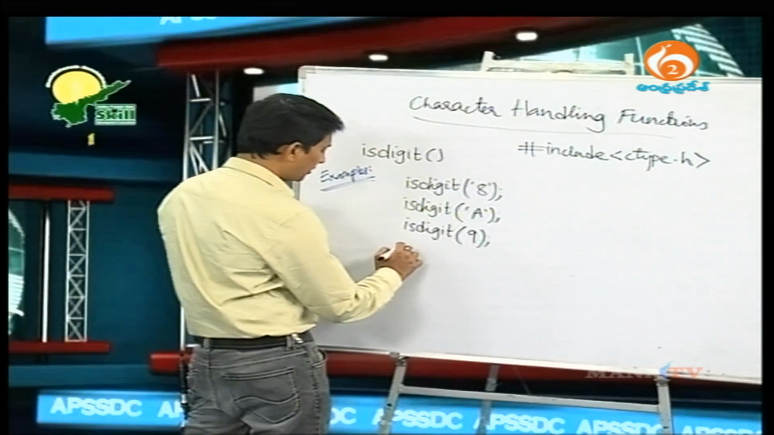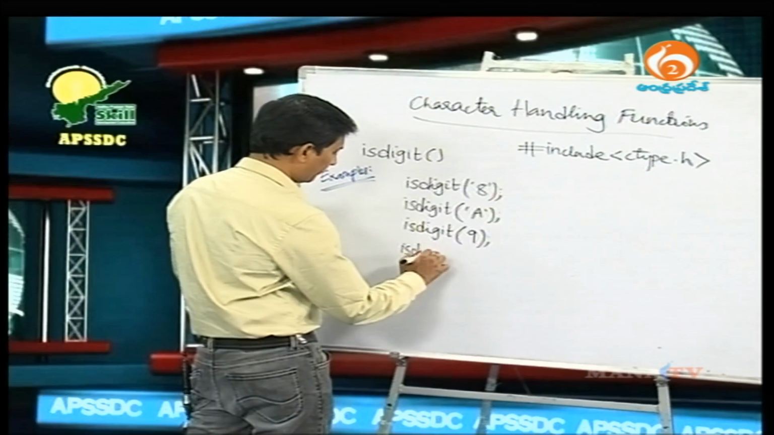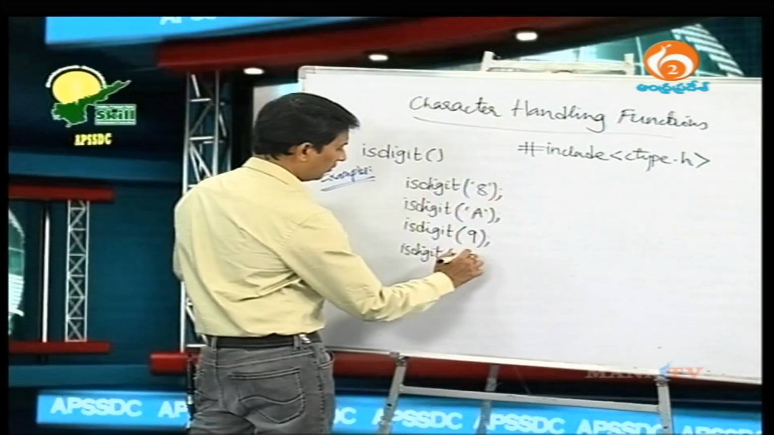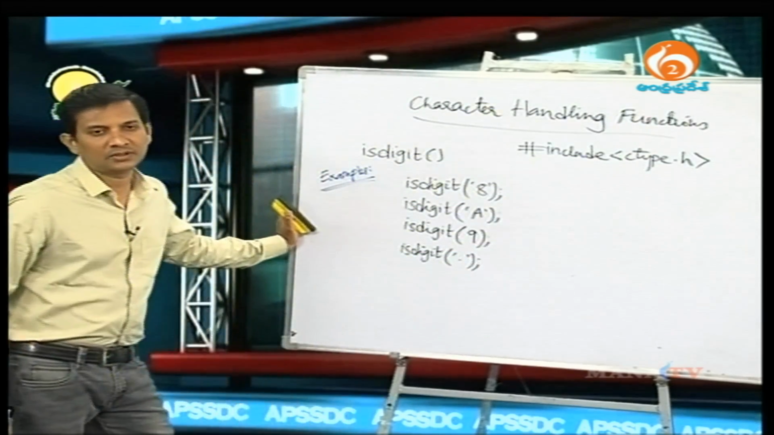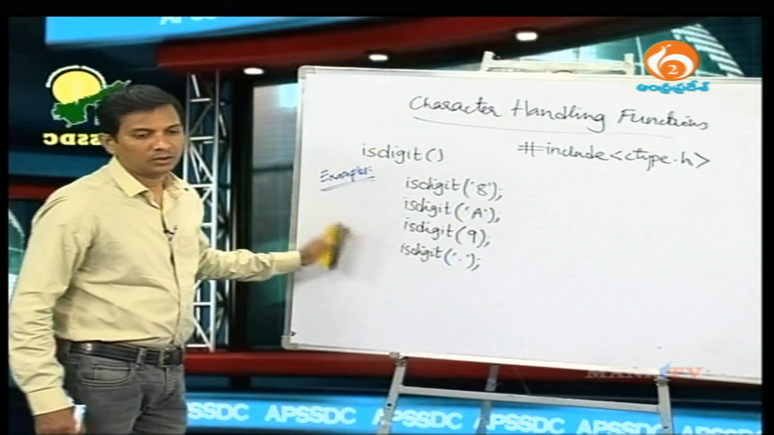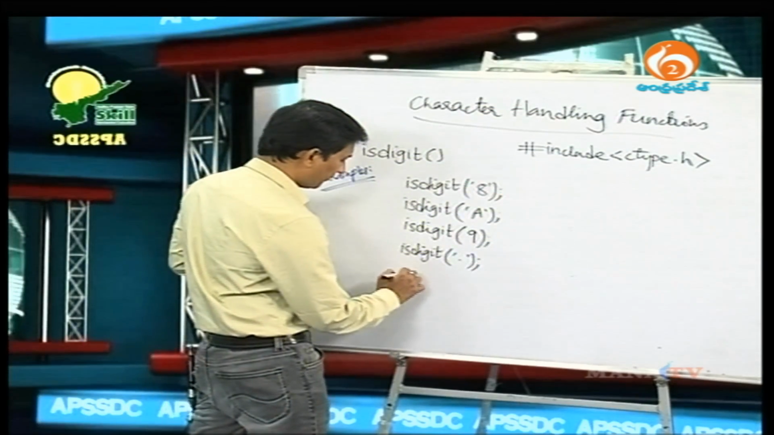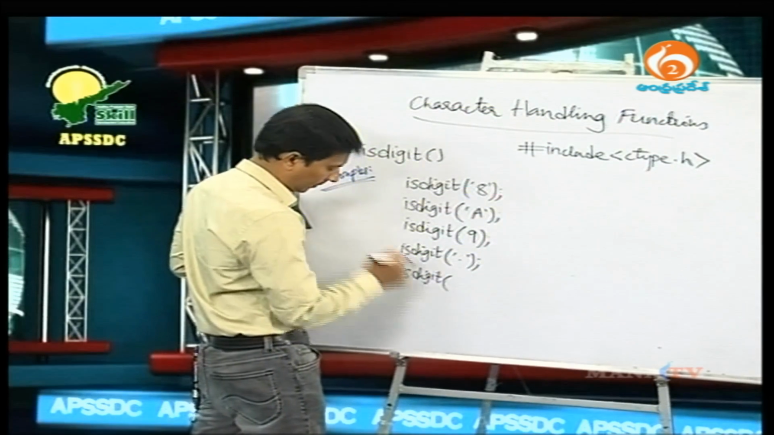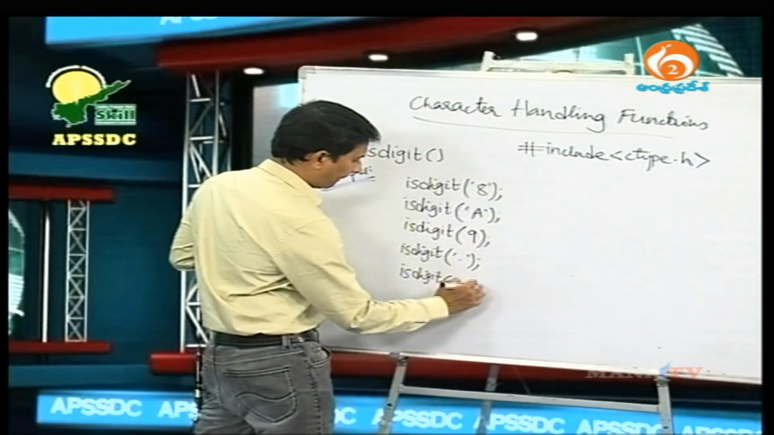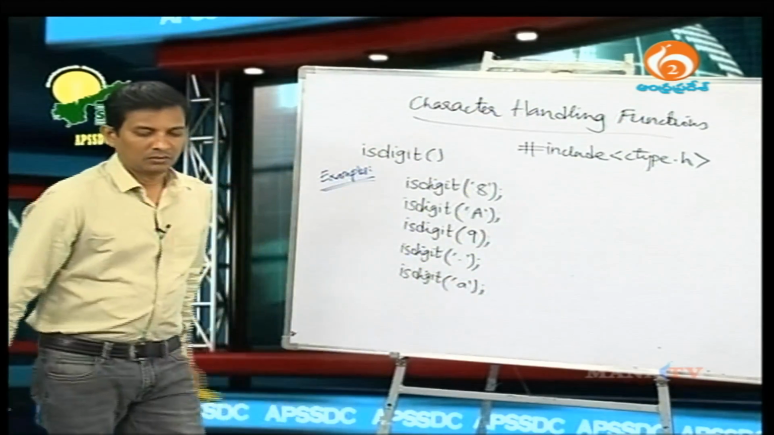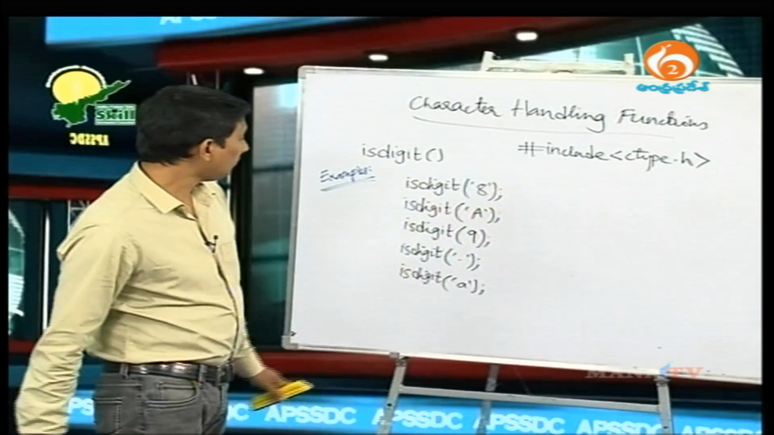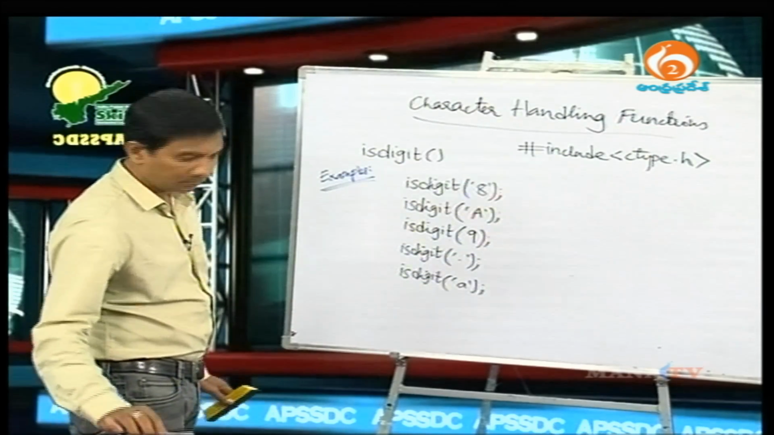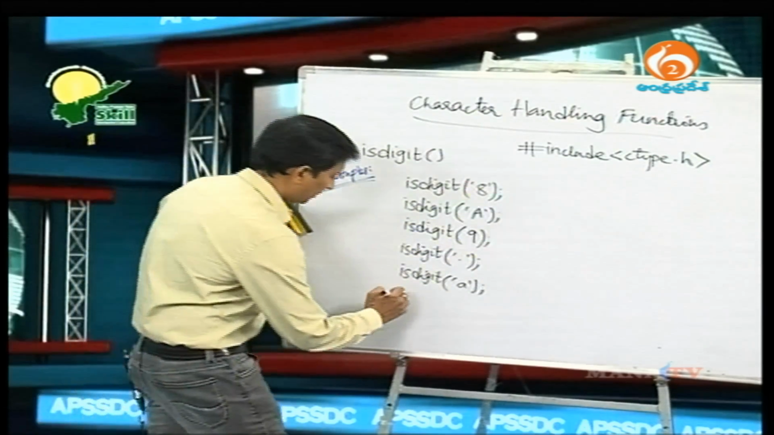Next, is digit of special character dot, special character dot. Next, is digit of small letter a. Okay, these are the examples I have written here. I will write one more example also here for better understandability.